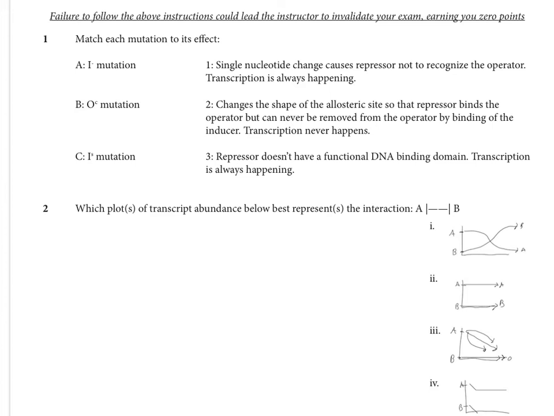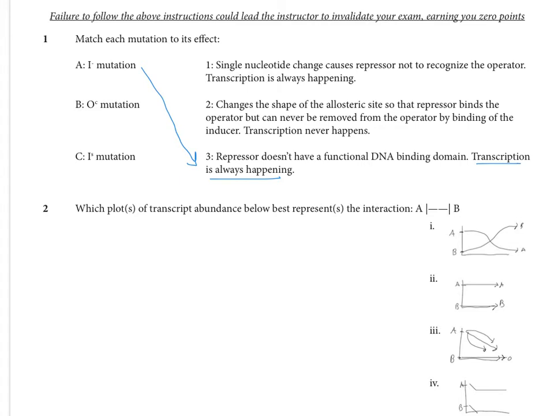The I- mutation causes lac repressor to have its DNA binding domain mutated so that it can no longer ever bind DNA, and that's why transcription is always on, because repressor can never bind DNA.